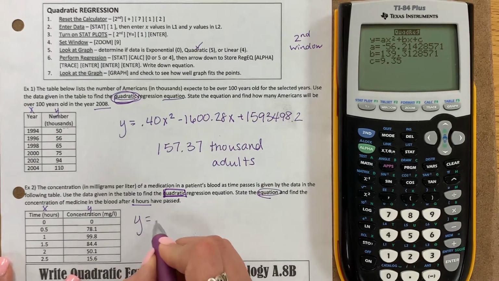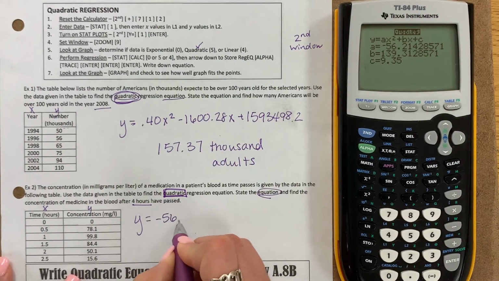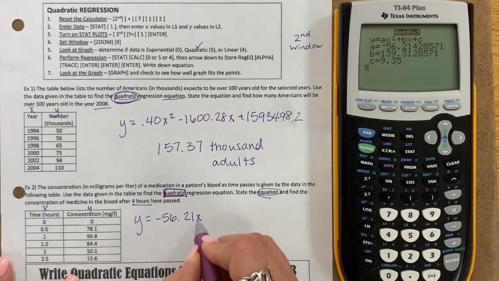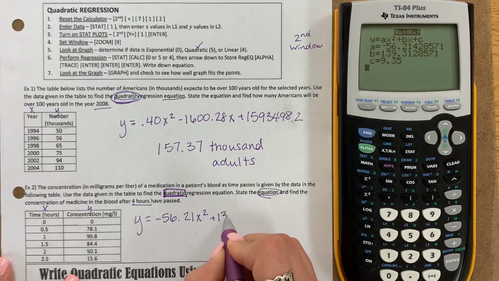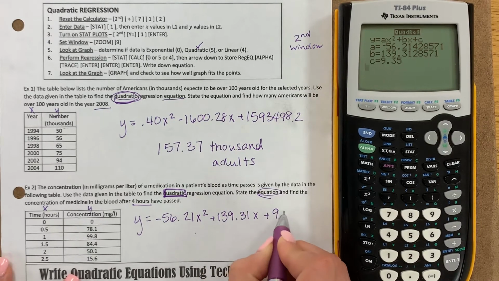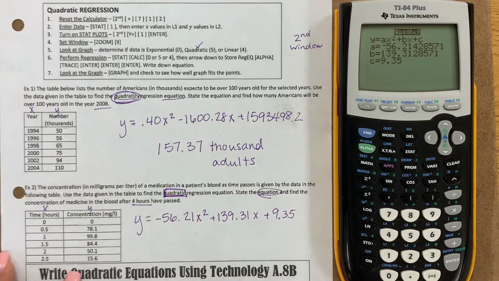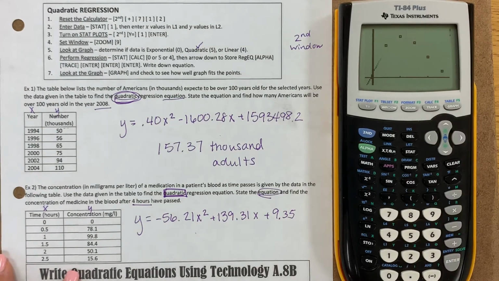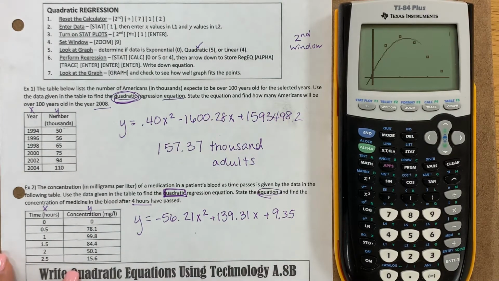So y equals negative 56.21 x squared plus 139.31 x plus 9.35. So that's our equation. Hit graph just to make sure it follows it pretty well. It's a little off, but this is just a guess estimation, so it is pretty close. It is following the same shape.